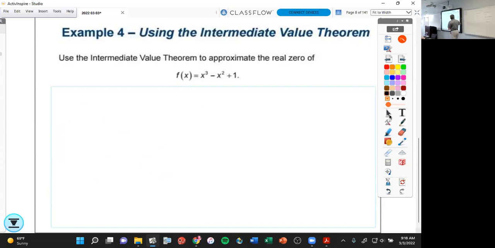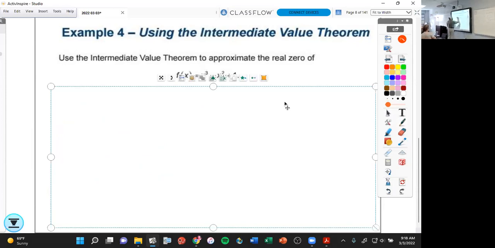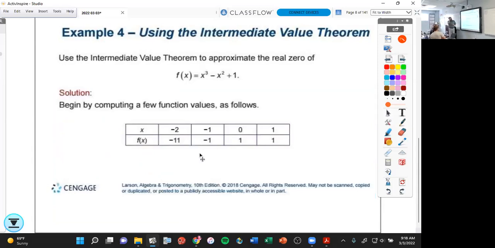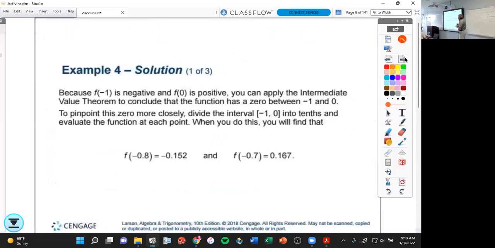So we'd have to try something else, right? And so here's some points that they plugged in. They plugged in -2, -1, 0, and found out that here we are between these two values. I'm moving to the next slide. They tried -0.8 and got -0.152. They tried -0.7 and got 0.167. So what does that tell you? It's between -0.8 and -0.7, right?